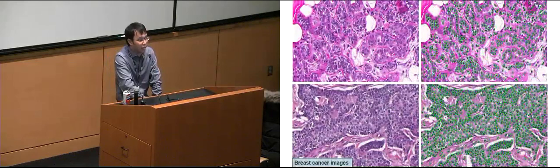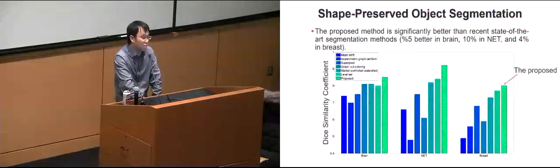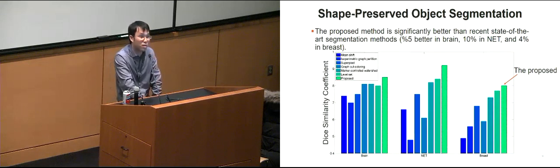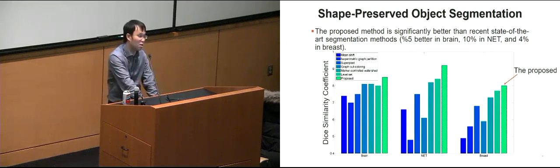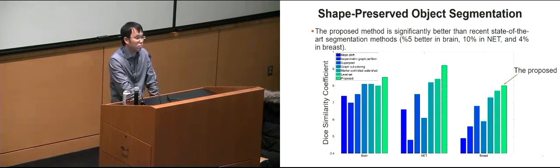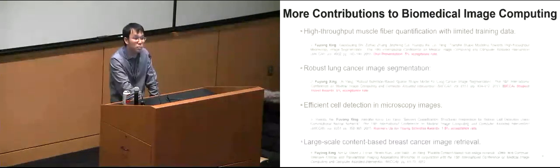We compared with some other algorithms as well: graph cuts, level set, as well as watershed. And in all three data sets, the proposed method can produce the best performance. So here we talked about efficient object detection and segmentation, especially shape-preserved object segmentation. Actually, we developed a lot of other algorithms to make more contribution to biomedical image computing.